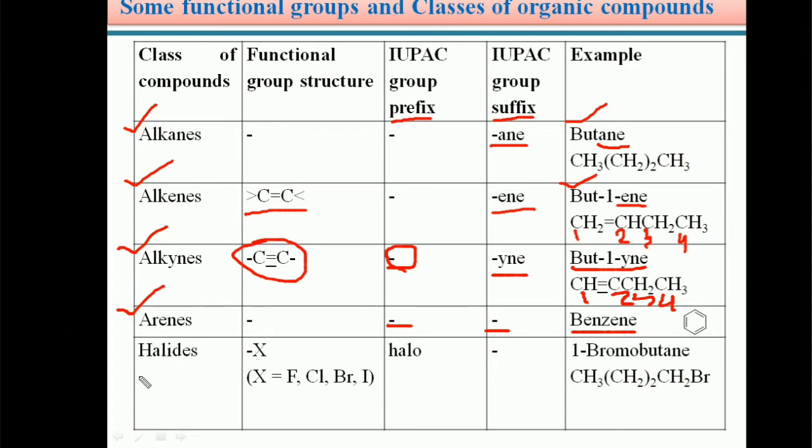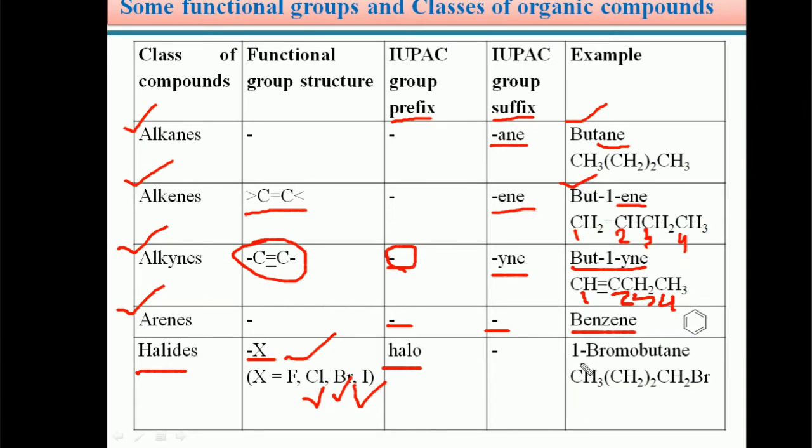Next class of compounds is halides. Students, we are very well known about halides. Fluorine, chlorine, bromine, iodine are considered as halides. Generally, these are denoted with a capital X. So the IUPAC prefix for these halides is halo. For example, if fluorine is present, fluoro. In chlorine's case, chloro. Bromo, iodo. There is no suffix for these halo groups, students.